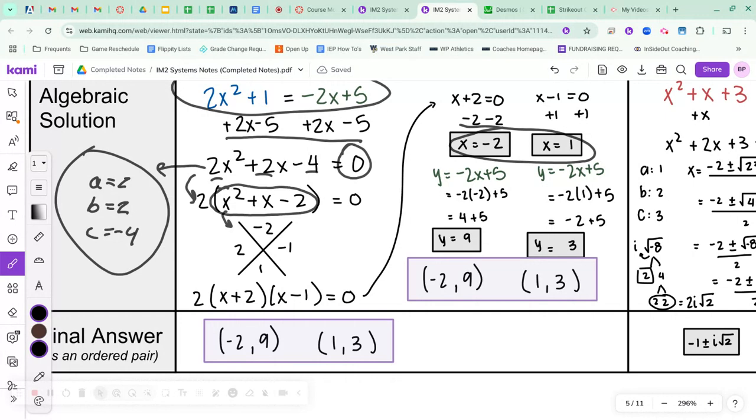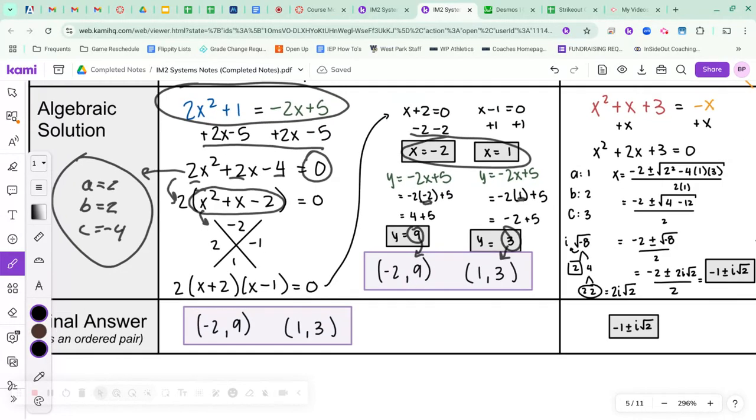Now what was done next is the x values were plugged back in, because in systems we're not done. In systems, different from the solving season, we now need to plug the x's back in to get the y's. When that's done, you get a y value of 9 that goes with negative 2, and a y value of 3 that goes with 1.